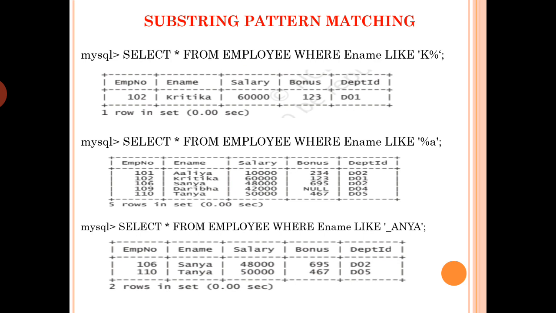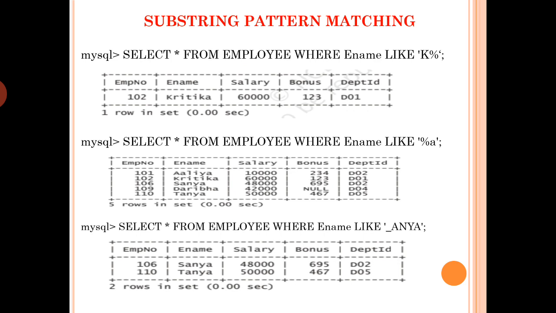We cannot match such patterns using the equal to operator as we are not looking for an exact match. SQL provides the LIKE operator that can be used with the WHERE clause to search for a specified pattern in a column. The LIKE operator makes use of two wildcard characters. These are the percent symbol and the underscore symbol. The percent symbol is used to represent any sequence of 0 or more characters. The underscore symbol is used to represent a single character.